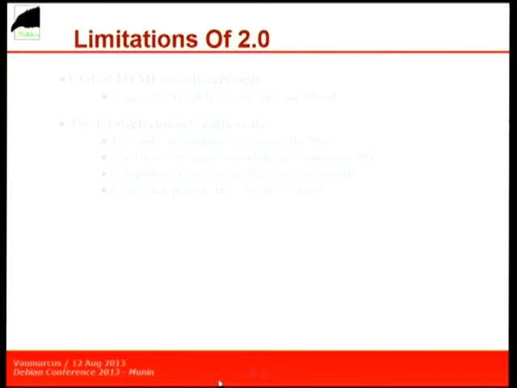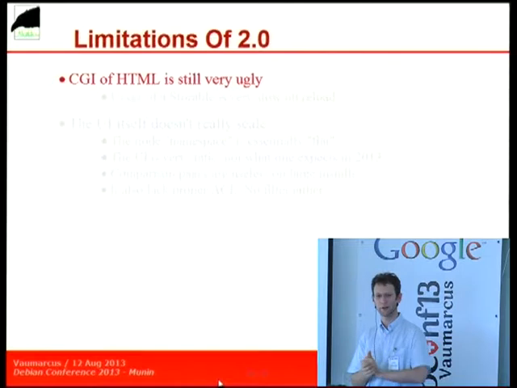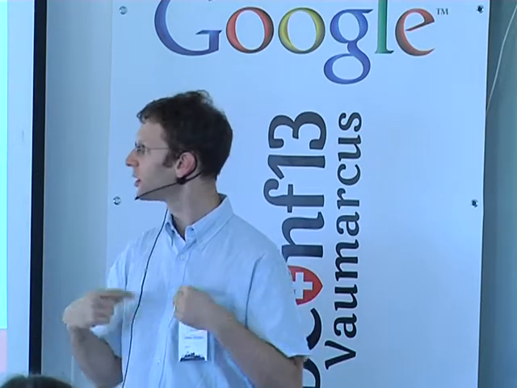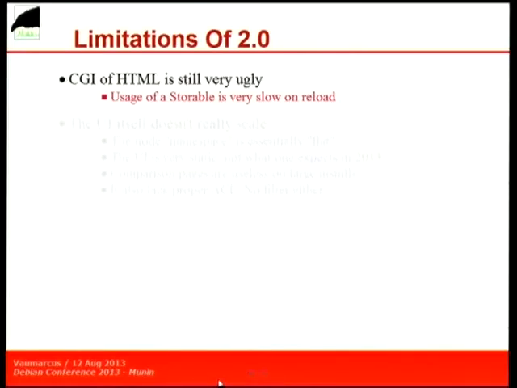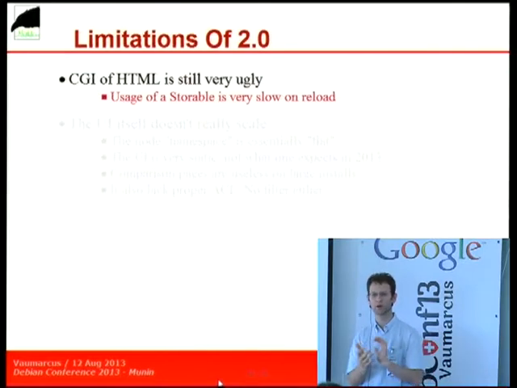So now, the limitations of 2.0. The CGI and HTML are very, very ugly. I don't know if many of you tried with a big install, but the practical limit is between 150 and 200 nodes. After that, it's very, very slow. And it's slow on reload, because the whole configuration is stored in a big storable file that is reloaded, and most of the time is taken by storable reload. So I cannot do much about it. We'll see how I plan to handle it.